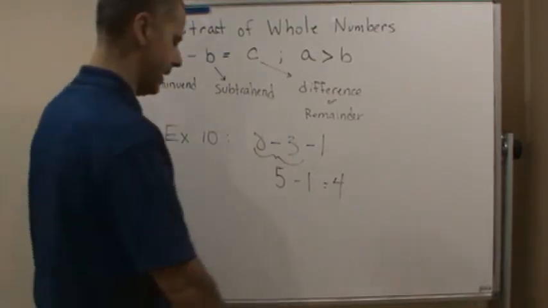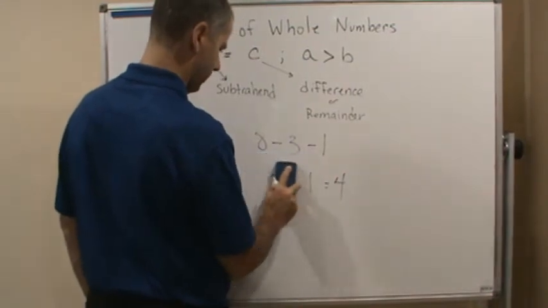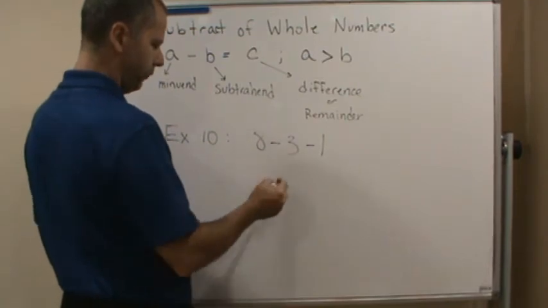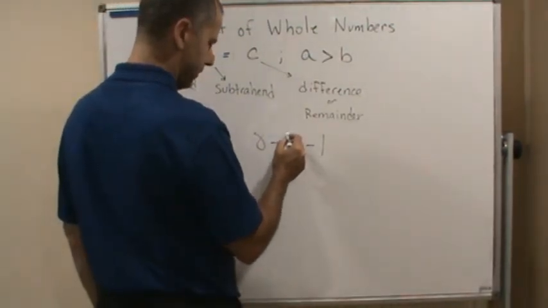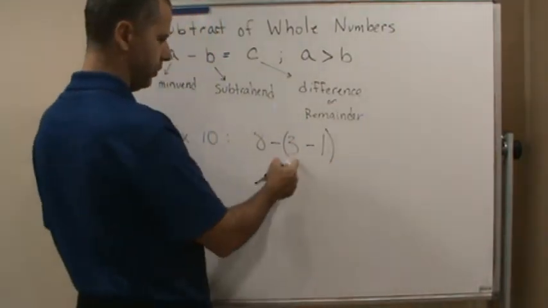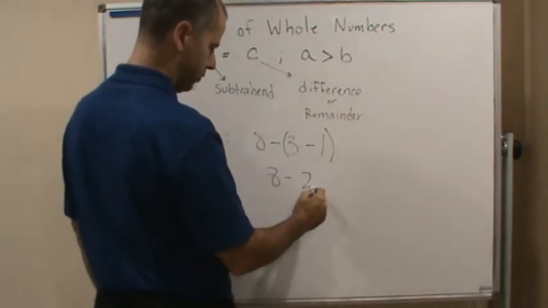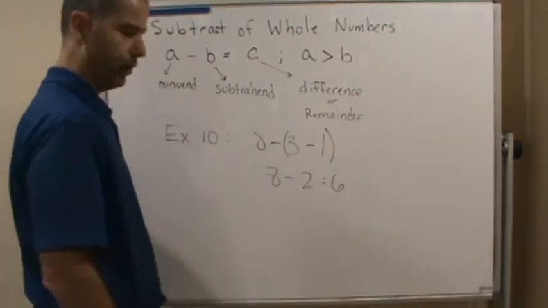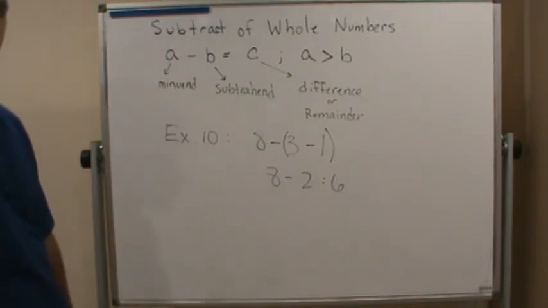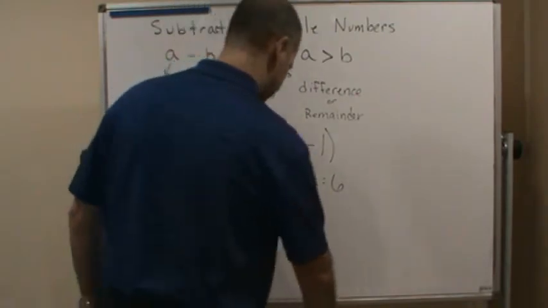Okay? Notice that if we do the groupings, and this is just for example, if we have parentheses, then we do these two in here first, and we get 8 minus 2, which equals 6. So we don't get the same answer. So the parentheses are going to make a difference, and the order in which you subtract is going to be important.